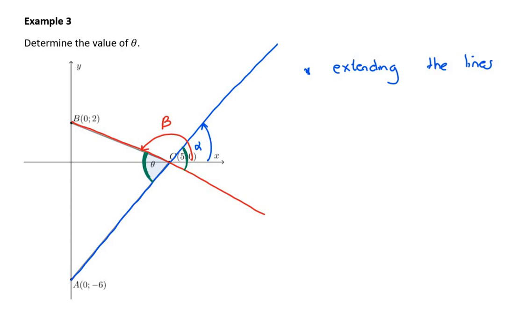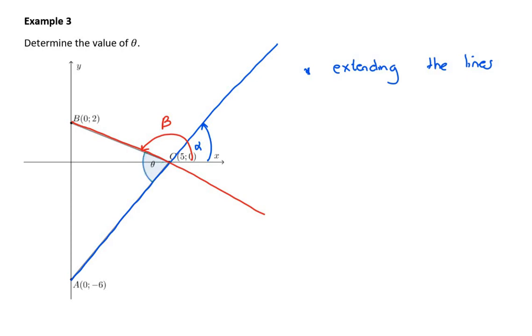That's the angle between the red and the blue. So those are vertically opposite angles. So if I can find the angle between the red and blue on the right hand side of this point C, I can do vertically opposite angles. So that's one way to do it. Okay, what's another way to do it?